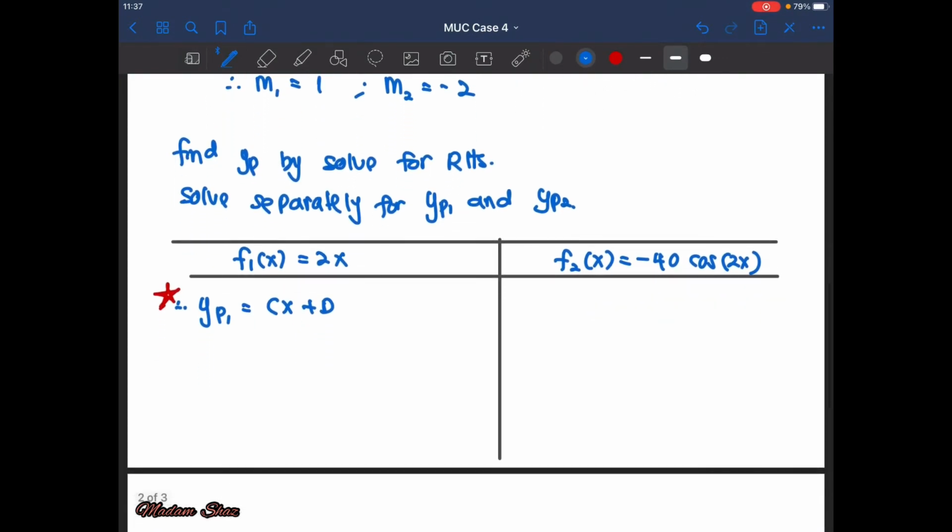From yp1 here, you have to find yp1 prime and yp1 double prime. Differentiating cx plus d will become c. Differentiating c will become 0. So from here, you have to substitute back into the original question in order to find the values of c and d.